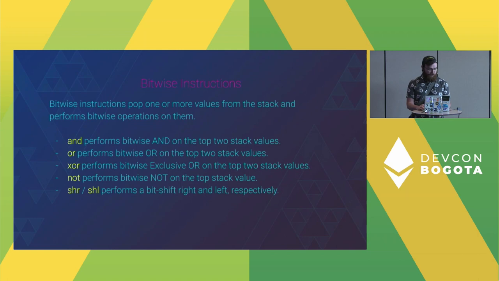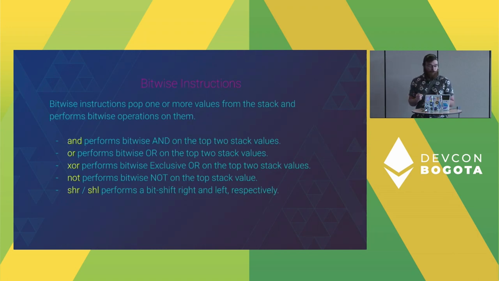Next up, we have bitwise instructions. So bitwise instructions pop one or more values from the stack and perform some bitwise operation on them. Now, AND performs a bitwise AND on the top two stack values. So what this means is that for every bit, every one or zero within this number, if you compare two values, the result is only 1 if both bits are 1, right? I think we'll have a bitwise example in a second, but basically it's only a 1 if the two bits are 1. An OR operation will be 1 if either of the two values are 1.